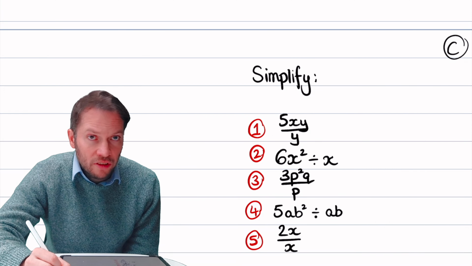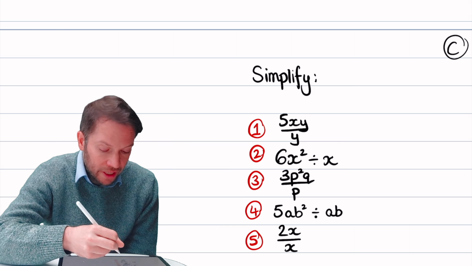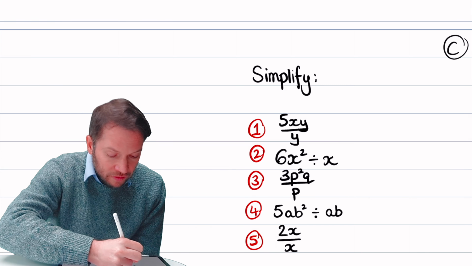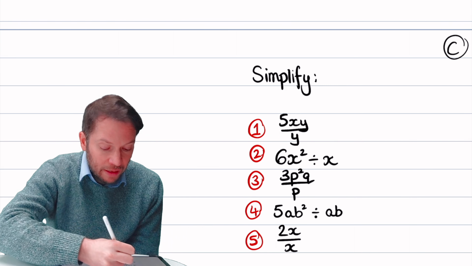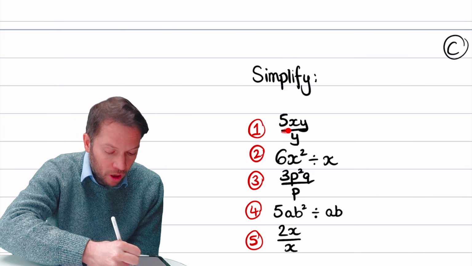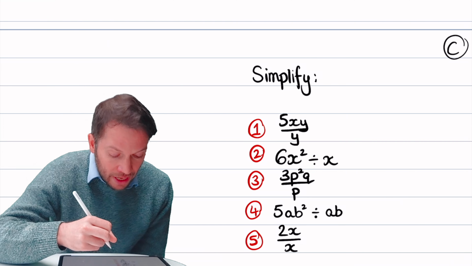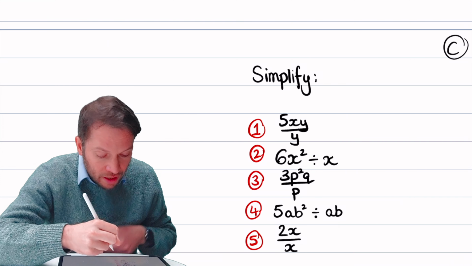Hi, in this video we're going to divide algebraic terms where the thing we're dividing by has a variable in it. So remember, when we have a divide symbol or a fraction, it means the same thing because a fraction is just a division. It means 5xy divided by y. This means 6x squared divided by x. And the way we can do it is this.